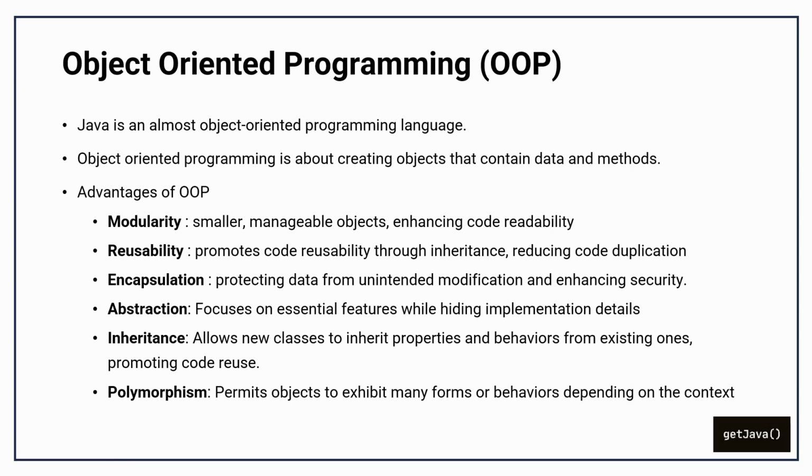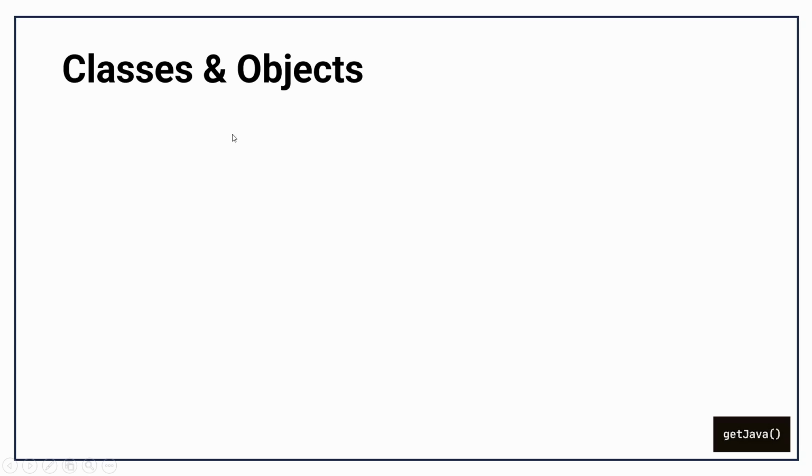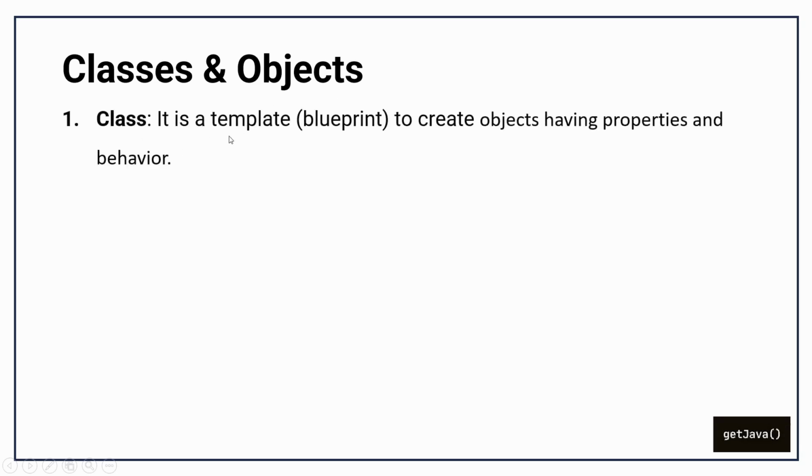So we have seen object-oriented programming and its advantages. Let's move forward. Now let's see the basic unit of object-oriented programming, that is classes and objects. So what is a class and what is an object? A class is a template or blueprint to create objects having properties and behavior.